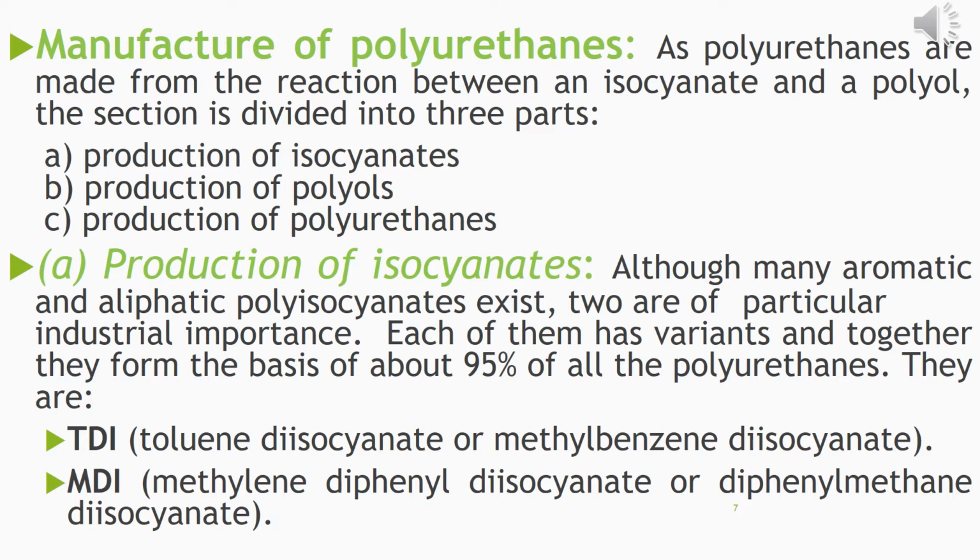As polyurethanes are made from the reaction between an isocyanate and a polyol. So this section is divided into three parts.